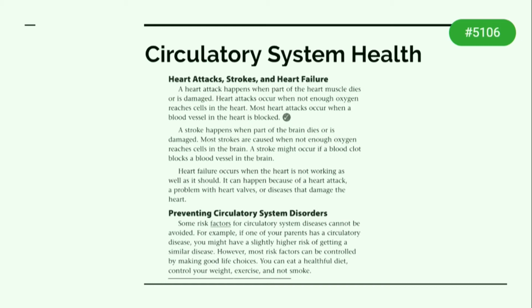Then a stroke is basically the same thing about oxygen, except we're talking about the brain. Oxygen won't get to the brain like it needs to. If the brain dies or is damaged, a stroke can happen, which keeps oxygen from getting there. A stroke might occur if there is a blood clot as well.